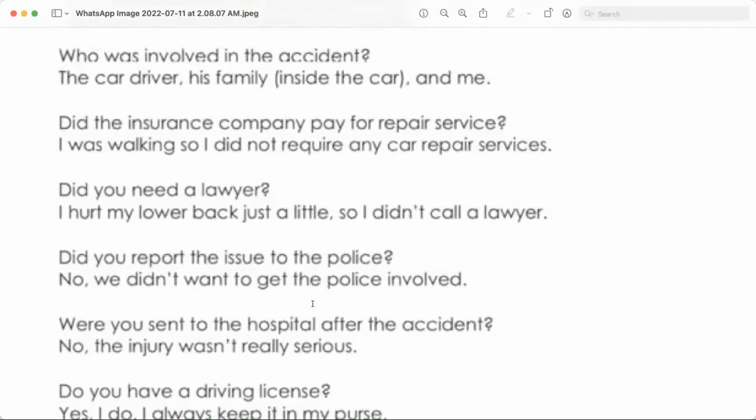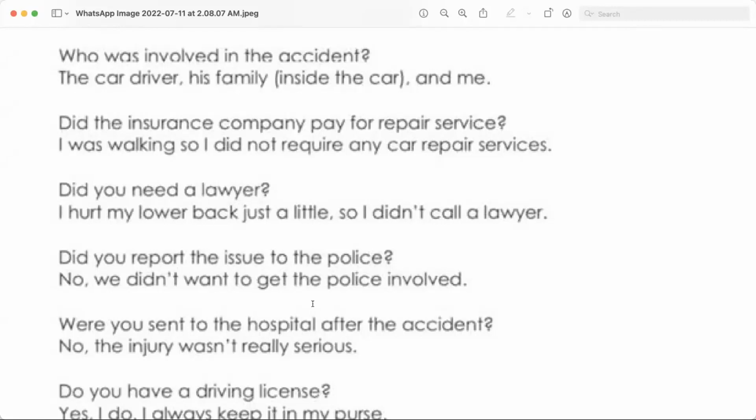Who was involved in the accident? The car driver, his family, so in brackets they've mentioned inside the car, his family was inside the car, and me. Did the insurance company pay for repair service? I was walking, so I did not require any car repair services.